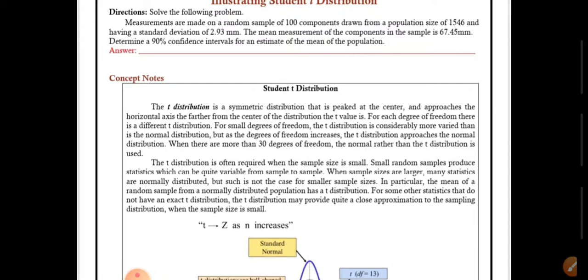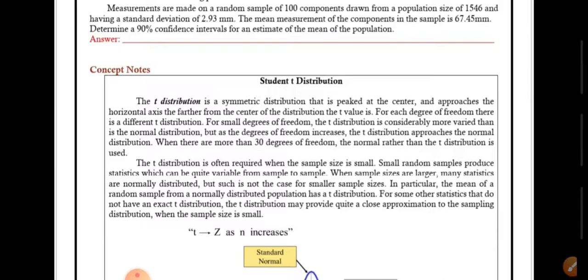But as the degrees of freedom increases, the t-distribution approaches the normal distribution. When there are more than 30 degrees of freedom, the normal rather than t-distribution is used. Okay, when do we use t-distribution? It is commonly used when n is less than 30. Or I should say 30, it's just the same. But if it's greater than 30, then we can make use of the normal.